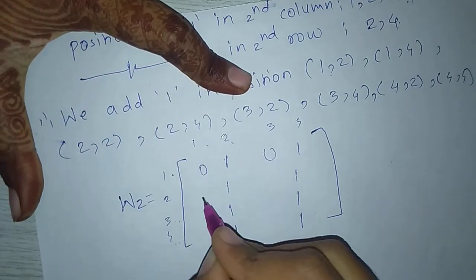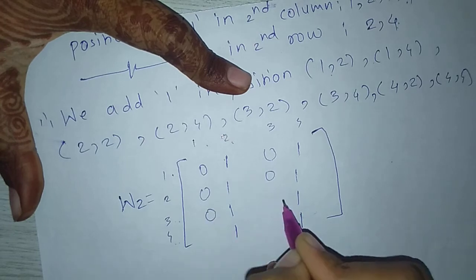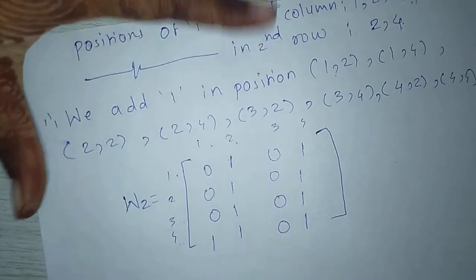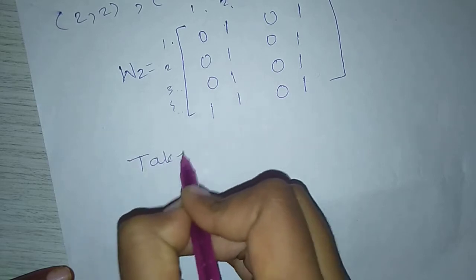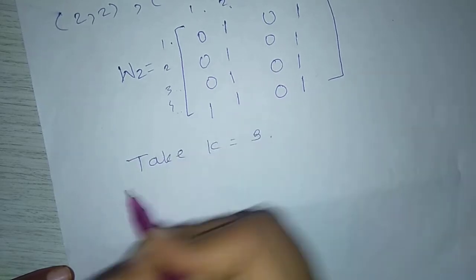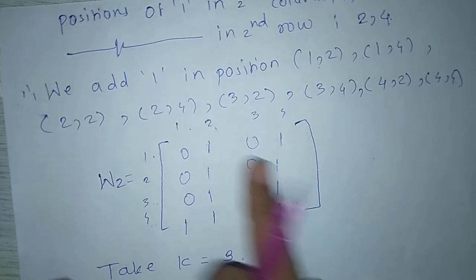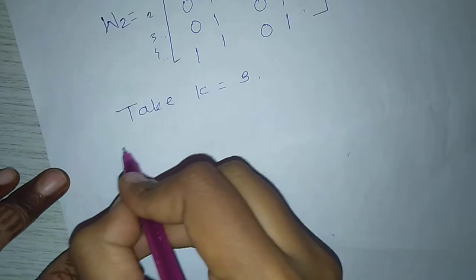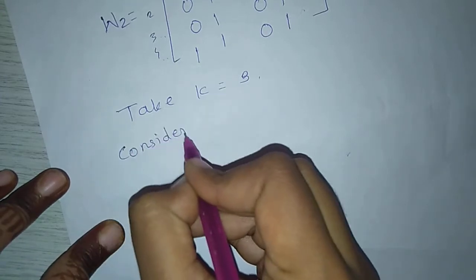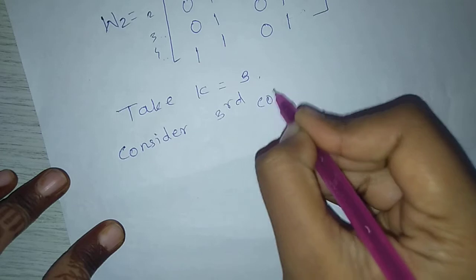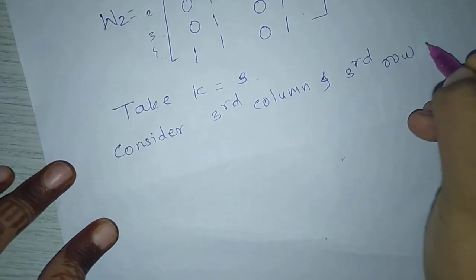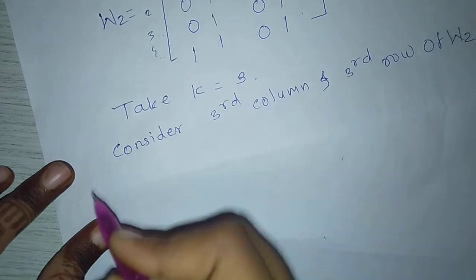0 0 0 0 0 0 1 0. Now take k equal to 3, meaning consider third row and third column of W2.